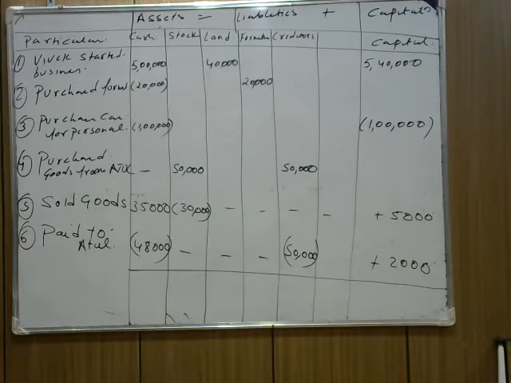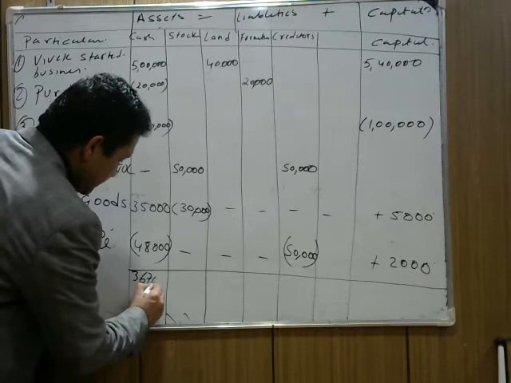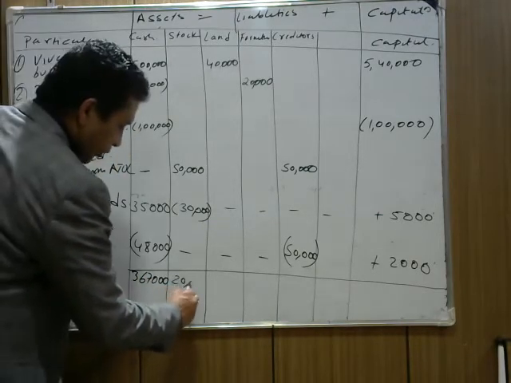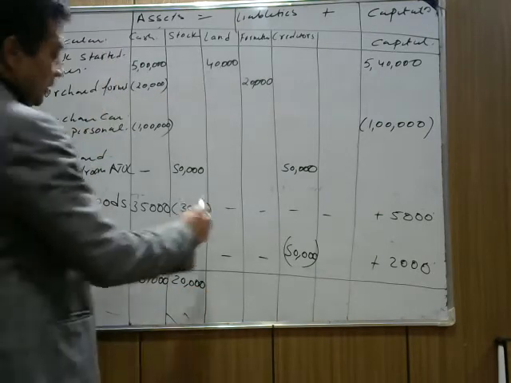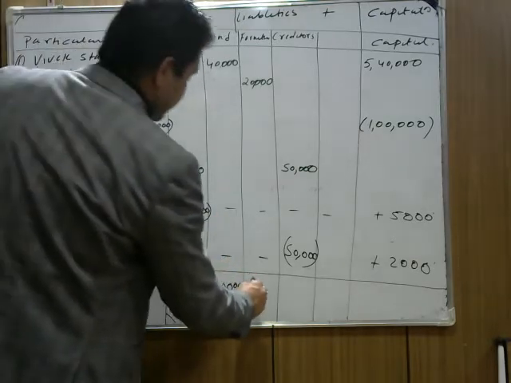Check again. 5 lakh minus 1,20,000 is 3,80,000. 3,80,000 plus 35 is 4,15,000. 4,15,000 minus 48. Perfect. So it's coming 3,67,000 in terms of cash. Now your stock is 20,000 left. Out of 50,000 you sold 20,000. No change. Then land is 40,000 only, and your furniture is 20,000.